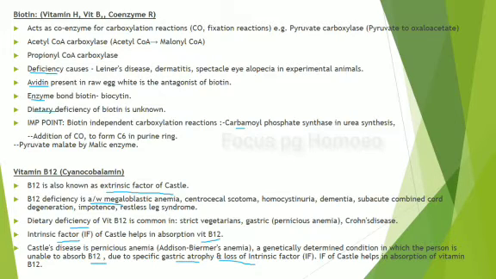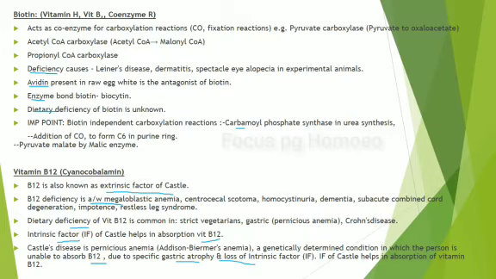Enzyme-bound biotin is biocytin. Dietary deficiency is unknown. Biotin-independent carboxylation reactions are carbamoyl phosphate synthase in urea synthesis, the addition of carbon dioxide to form C6 in the purine ring, and pyruvate to malate by the malic enzyme.